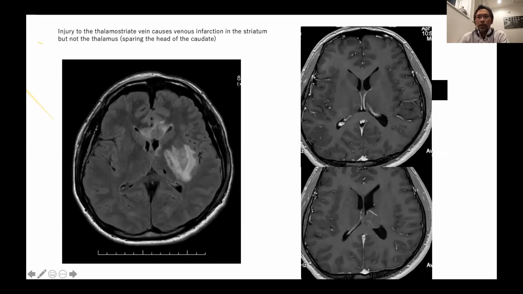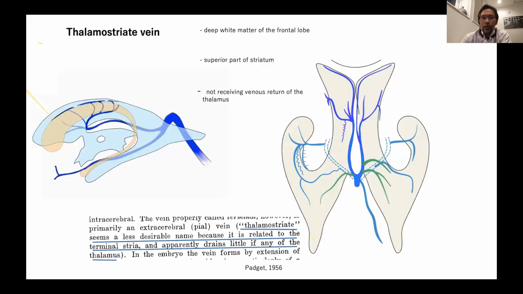Why is that? So the caudate head was spared because actually this patient had another anterior caudate vein. It was probably responsible for the anterior part of the caudate, the head of the caudate. That's why it was spared. This one was injured. Only this one was injured. So we see the edema only in the more posterior part of the basal ganglia. And we didn't see any evidence of edema inside the thalamus.